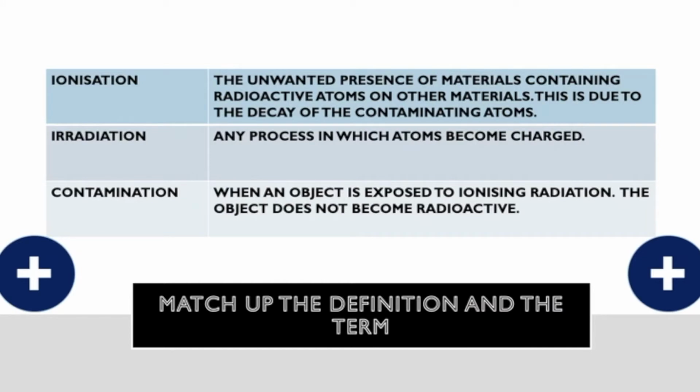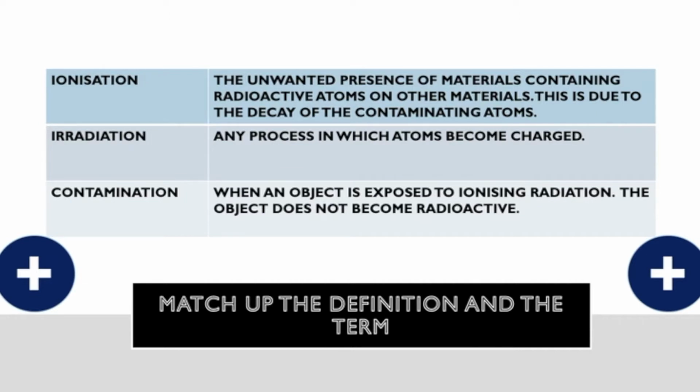Okay, so there's a few words that you need to know the meaning of during this lesson. I've mixed up the meanings here to these three words. We've got three keywords: ionisation, irradiation, and contamination. The definitions aren't in the correct place. I'm going to let you pause the video, see if you can fix that, and then I'll show you the answers. Okay, so pause it there.